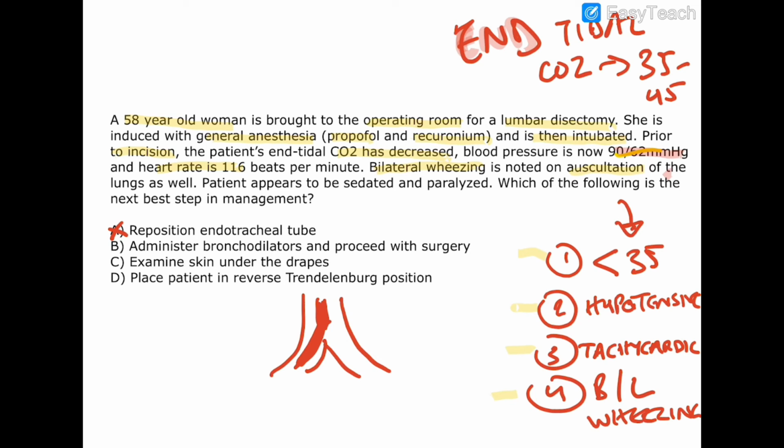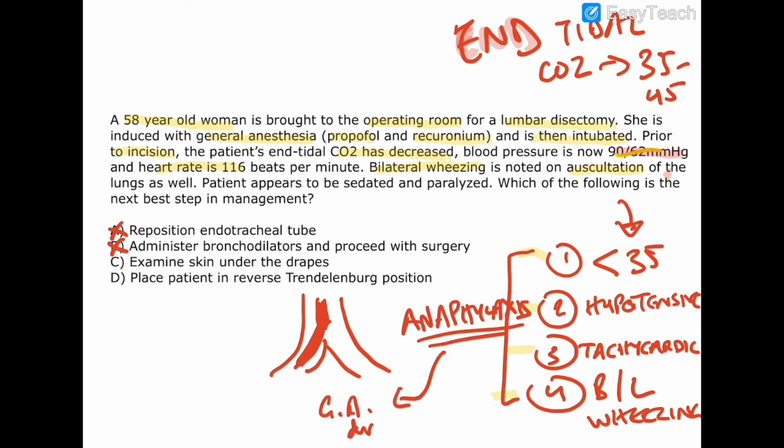B, administer bronchodilators and proceed with surgery. The patient is currently sedated and paralyzed and on a ventilator. With regards to administering albuterol, albuterol can help relieve any bronchospasms, but it does not improve hypotension. It does not improve tachycardia. And it won't address the underlying issue. And what is the underlying issue? With these four symptoms, we are thinking anaphylaxis. Anaphylaxis is the culprit here, possibly due to one of the general anesthesia drugs.